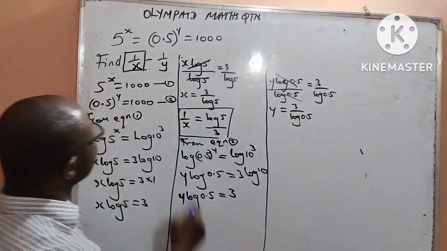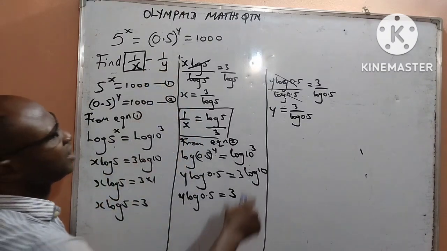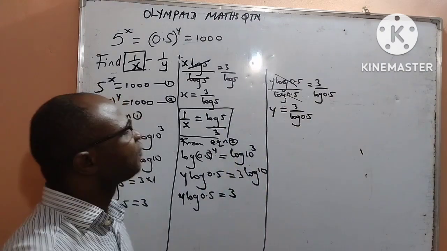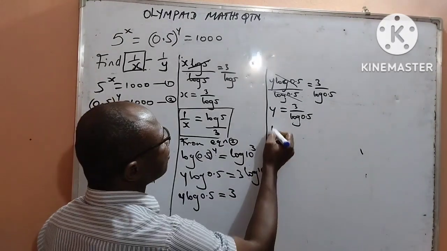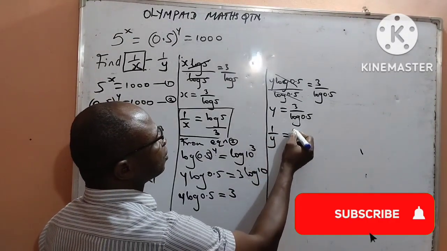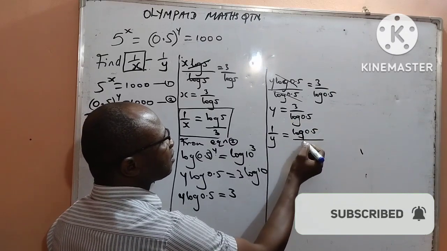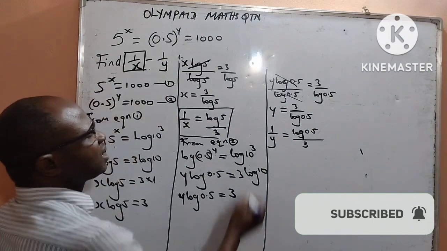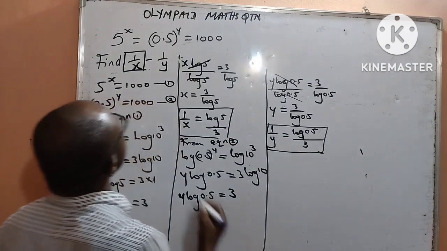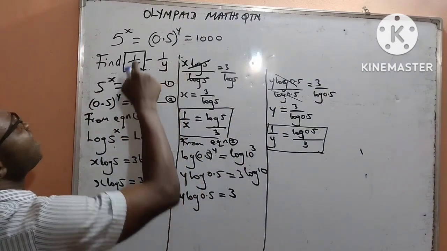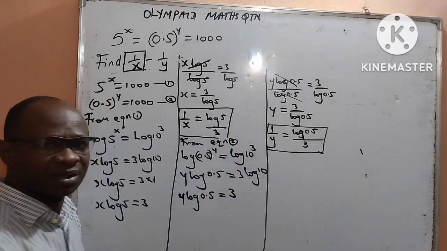But then, I'll do the same thing I did here, because what I'm given is 1 over y. I will find the reciprocal of y, and find the reciprocal of what I have on the right hand side. That is going to give me 1 all over y equal to the log of 0.5 all over 3. This also is very important to me. I have gotten 1 over y. I have gotten 1 over x. This is my 1 over x. This is my 1 over y.